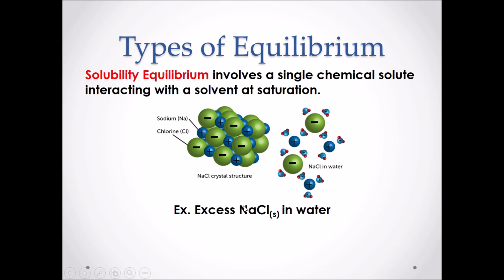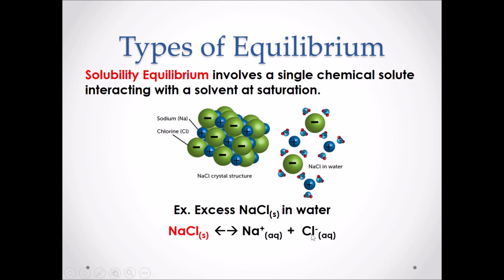We need excess NaCl in water to create a solubility equilibrium. That is because we need both processes happening at the same time. We have seen the first process. NaCl solid is being dissociated into water, which is going to form its ions Na+ and Cl-.